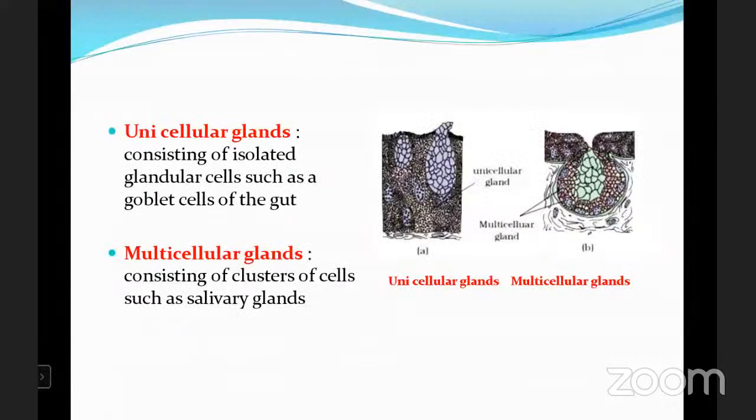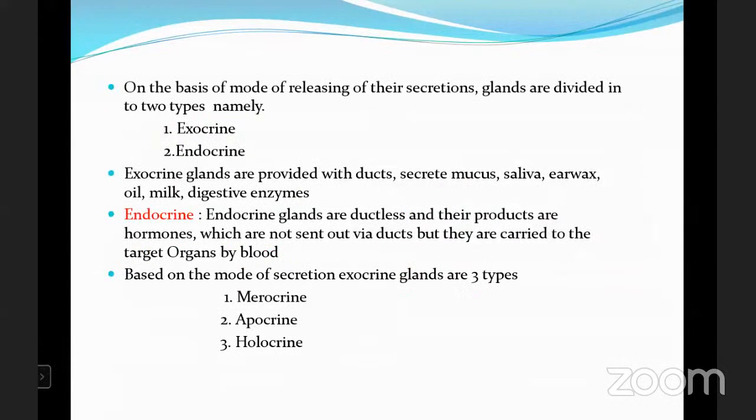Now, on the basis of the mode of releasing secretions, glands are divided into two types, namely exocrine and endocrine. Number of times we have heard these two words, exocrine, endocrine. Let me explain first about the exocrine glands. Exocrine glands are provided with ducts and secrete mucus, saliva, earwax, oil, milk, digestive enzymes. All these are the secretions secreted by the exocrine glands.